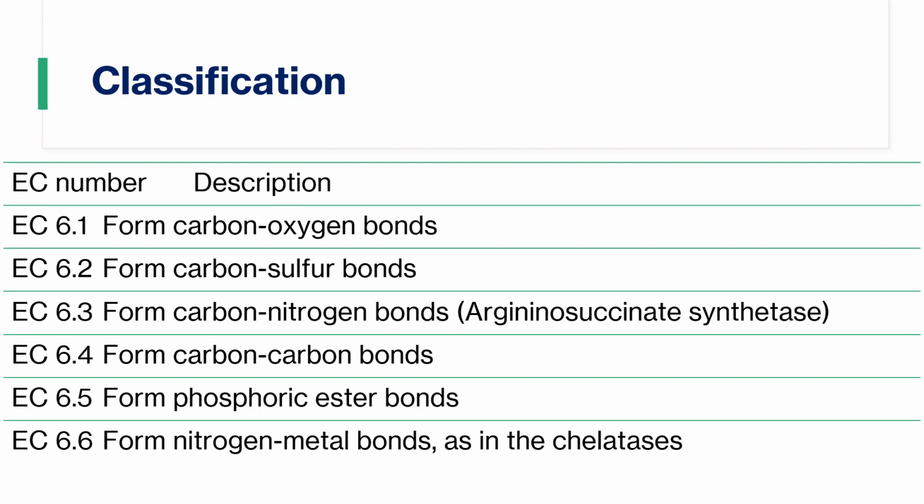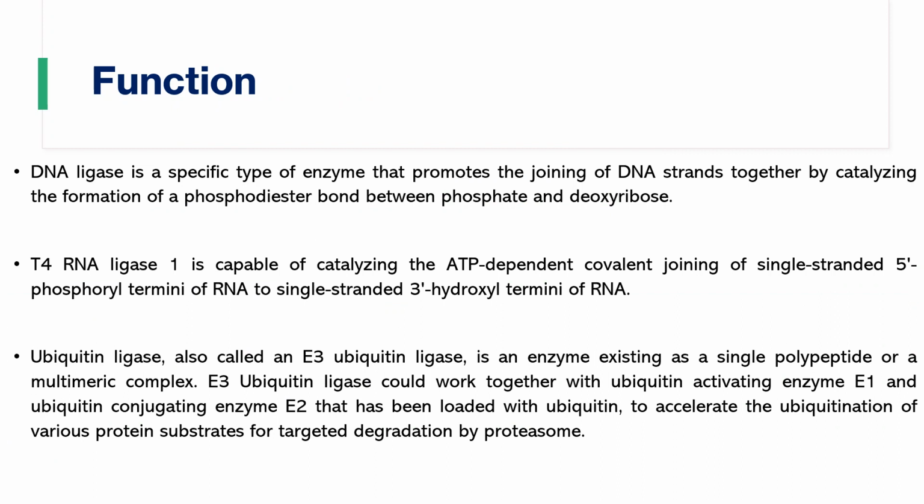In total, we have 6 classes for the ligases: 6.1, 6.2, 6.3 to 6.6, depending on which type of new bond is going to form. One common example of ligases is DNA ligase, which is involved in joining two DNA fragments or two DNA molecules.